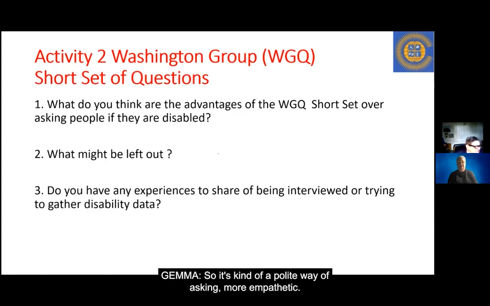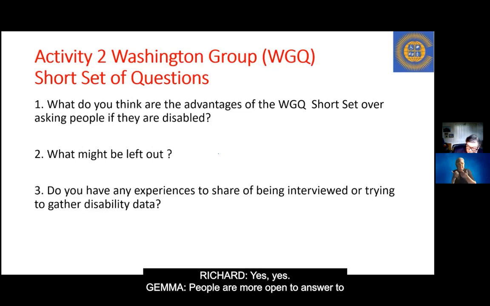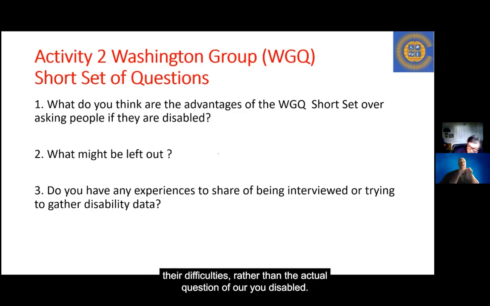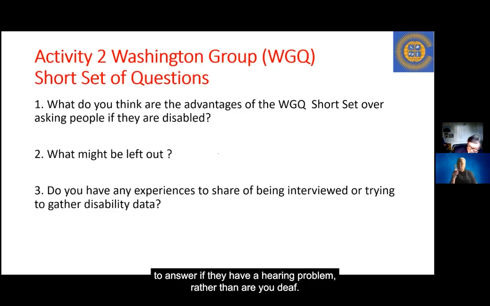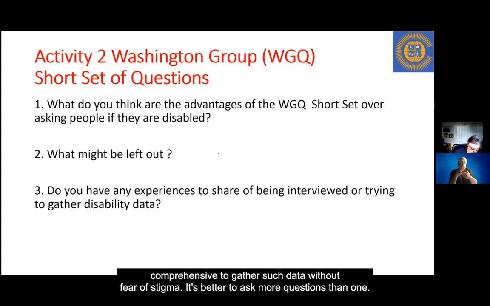Okay. So it's kind of a polite way of asking, more empathetic. Polite way of asking, yeah. Okay. It makes the questions more specific, which allows more data to be gathered for disabled people. People are more open to answer about their difficulties rather than the actual question of are you disabled? A person would be more receptive to answer if they have a hearing problem rather than are you deaf? It's non-discriminatory, short, clear, to the point and precise. It creates confidence amongst disabled persons and they feel recognised. It's the polite way of asking questions. It's more comprehensive to gather such data without fear of stigma. It's better to ask more questions than one.